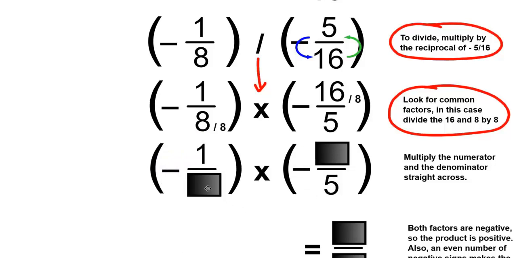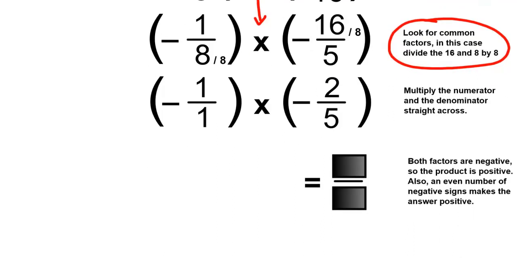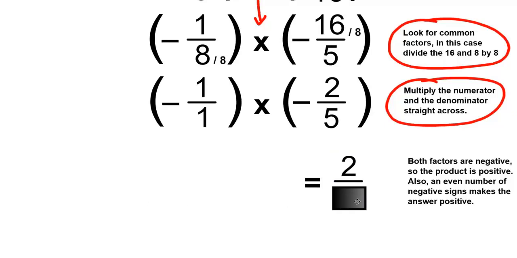So the 8 divided by 8 is going to be equal to 1, and the 16 divided by 8 is going to be equal to 2. Next, we're going to multiply the numerator and the denominator straight across. So 1 times 2 is going to be equal to 2, and 1 times 5 is going to be equal to 5. Both of these factors are negative, so the product will be positive.